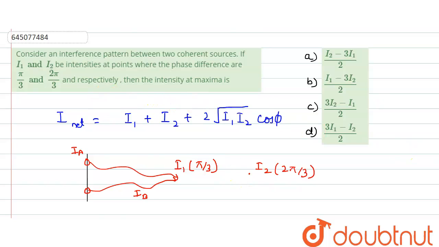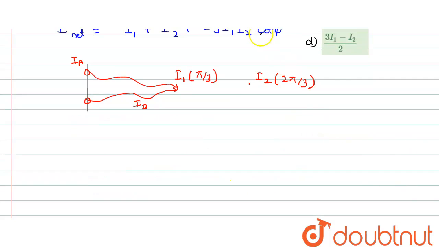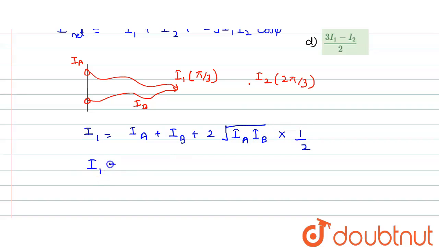Now, we need to find the maximum intensity. It is very simple. At the first location, the net intensity is I1. The intensities of the sources are IA and IB. So it would be IA plus IB, the sum of intensities, plus 2 square root of IA IB times cos of pi by 3. Now, the value of cos pi by 3 is equal to 1 by 2. So we can say that I1 would be equal to IA plus IB plus square root of IA IB. Let's call this equation 1.